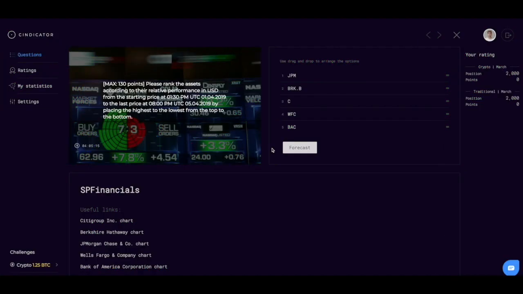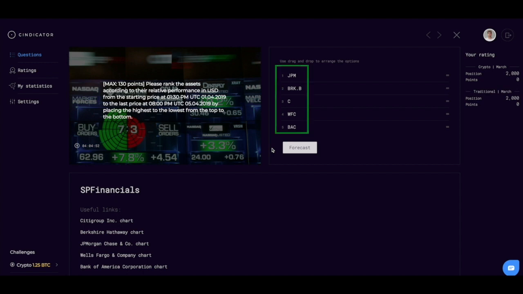My name is Ivan, and today we would like to show you how to answer the rank questions on the global markets in the Cindicator application. Today we will look at the traditional questions. We hope it will be very helpful and will improve the quality of your forecasting. Today we will use the web application as an example.